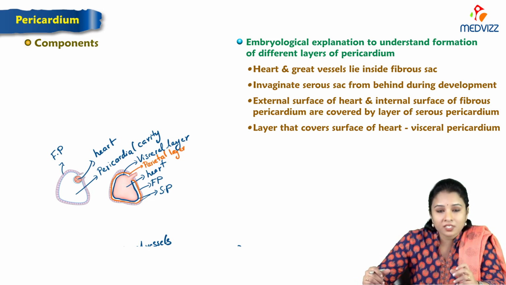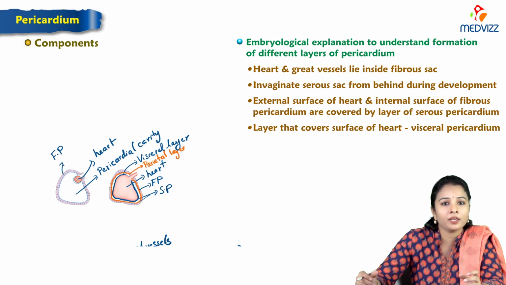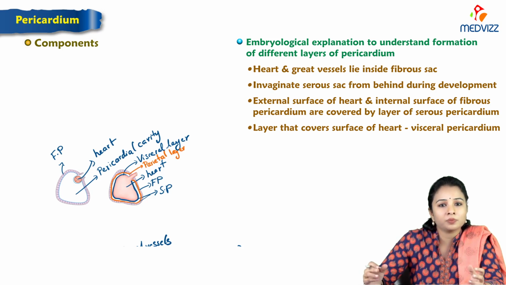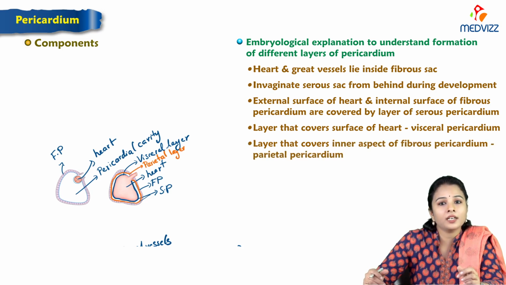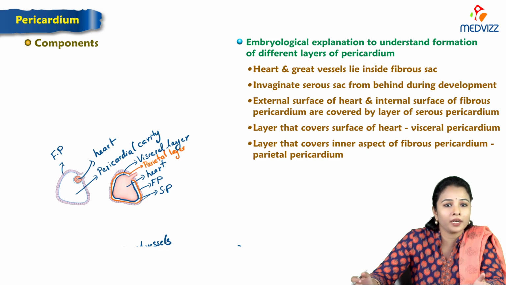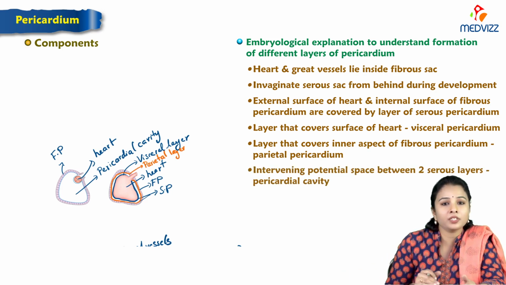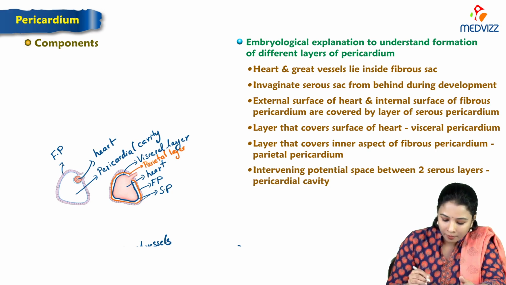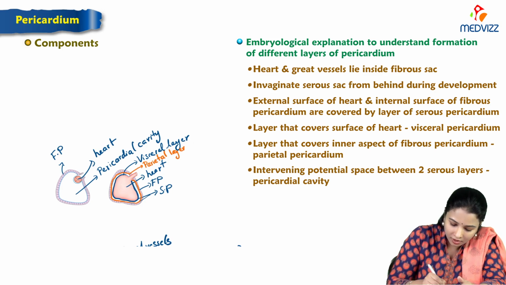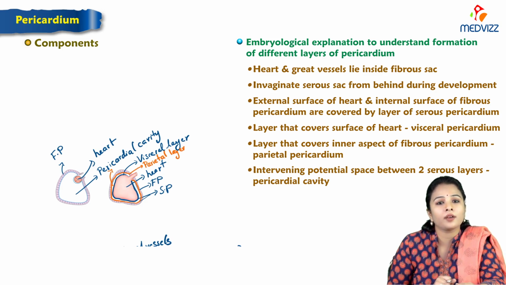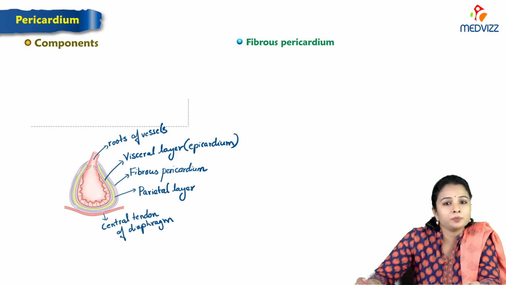So the visceral layer is otherwise called epicardium because it is the layer which is present along the heart, whereas the parietal layer is present on the inner surface of the fibrous pericardium, so it is called parietal pericardium. So the intervening potential space which is between these two serous layers is called the pericardial cavity. So you can see here, this is the pericardial cavity.